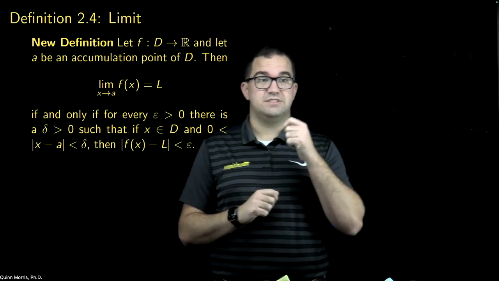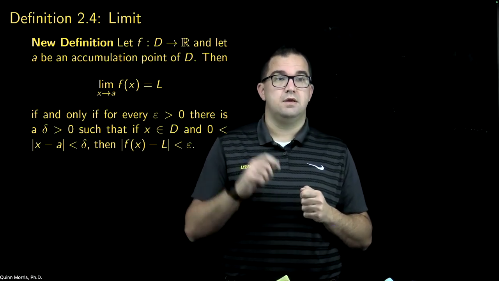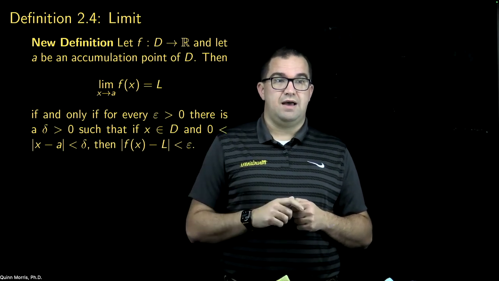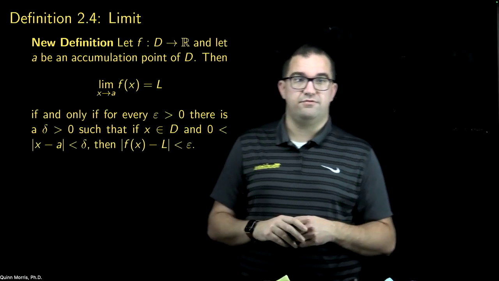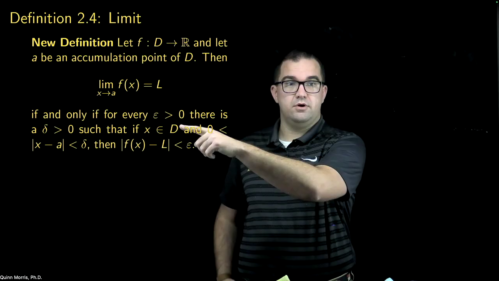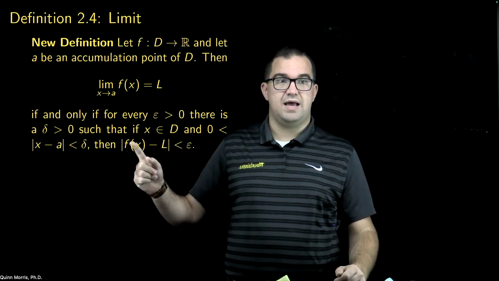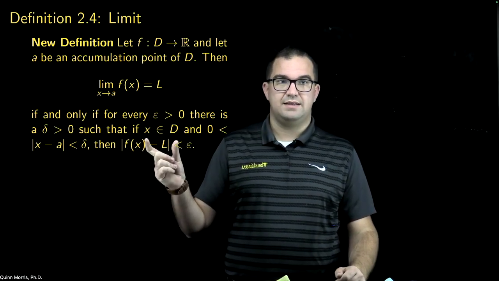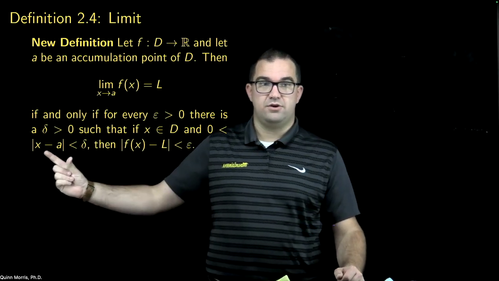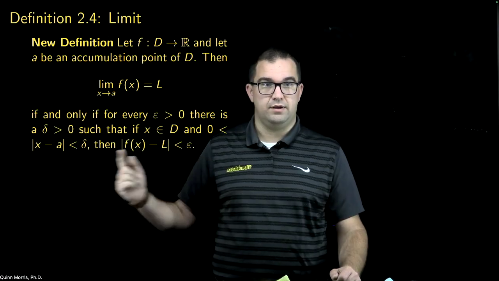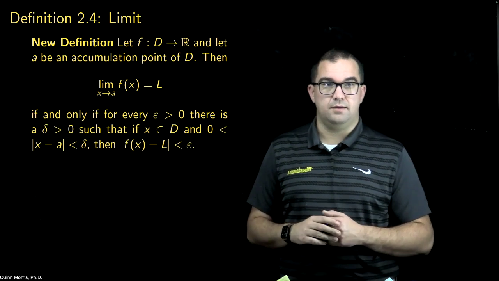So what I'm going to try and do here is define the limit for every accumulation point of the domain. So if f is such a function, then we'll say the limit as x approaches a of f of x is equal to L if and only if... okay, now this all looks very similar. For every epsilon greater than 0, there is a delta greater than 0, such that now here we have our first slight difference, such that if x is in the domain and the absolute value of x minus a is between 0 and delta, then the absolute value of f of x minus L is less than epsilon.